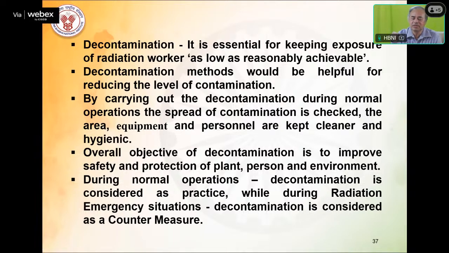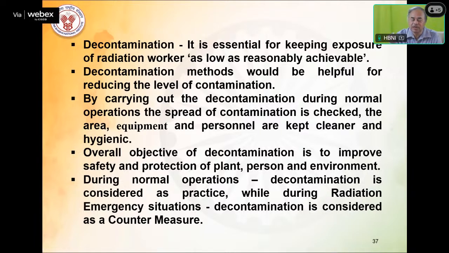So decontamination is essential for keeping exposure of radiation workers as low as reasonably achievable. Decontamination methods are helpful for reducing the level of contamination. By carrying out decontamination during normal operation, the spread of contamination is checked. The area, equipment, and personnel are kept cleaner and hygienic. The overall objective of decontamination is to improve safety and protection of plant, person, and environment.